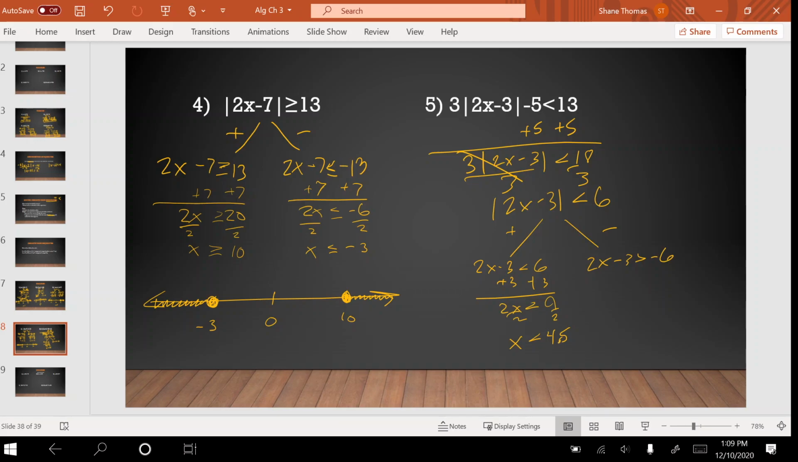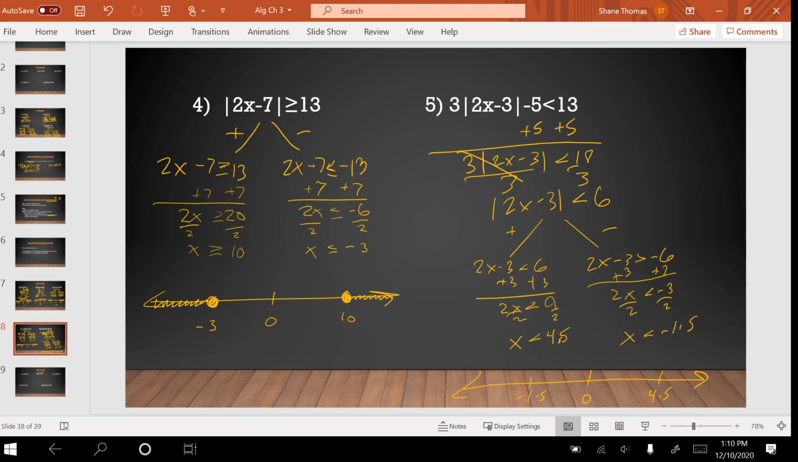Okay. Over here, add a 3 to both sides. Get 2x is less than, what's negative 6 and positive 3? Negative 3. Divide by 2. X is? All right, we're getting negative 1.5. You guys like decimals. We'll put them in decimals. 0, 4.5, negative 1.5. So, add 4.5.